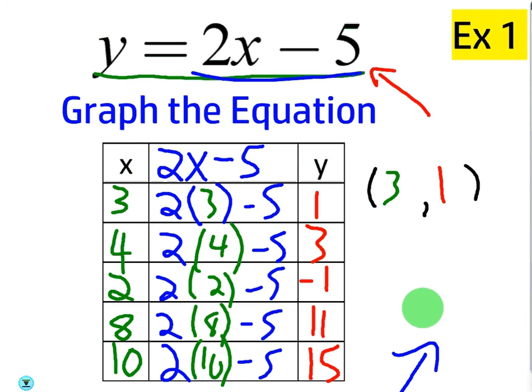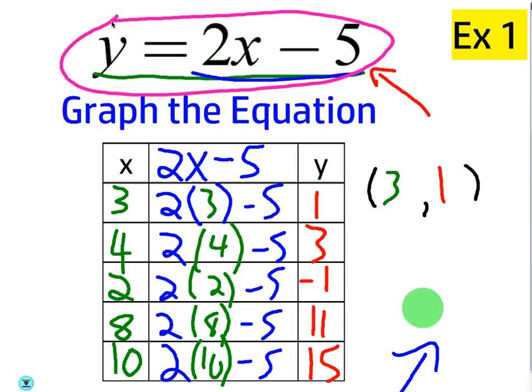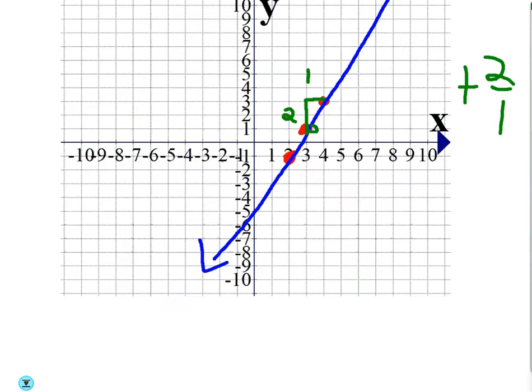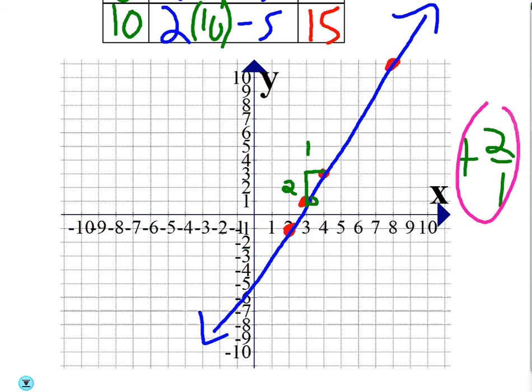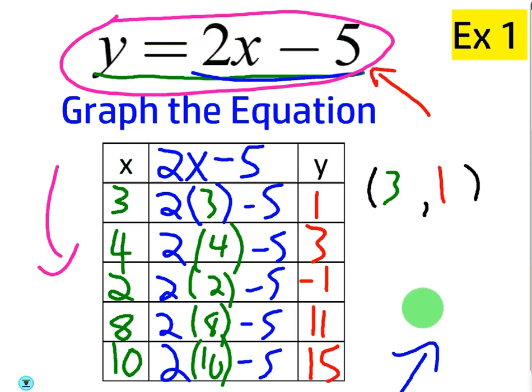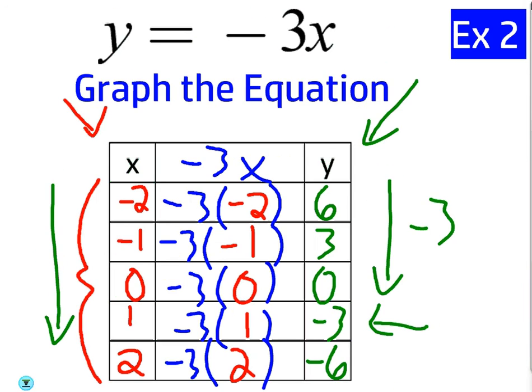Any questions about the first example? So we've graphed y equals 2x minus 5 by using this chart. By the way, the hint for the slope is, you notice the slope is 2. The slope is just going to be the number next to the x. Okay? You're going to see that every single time. So let's look at the next example.